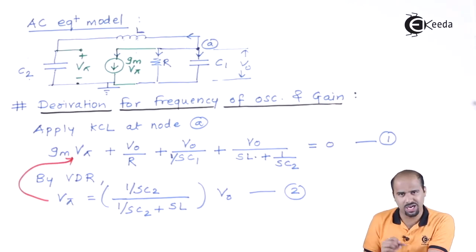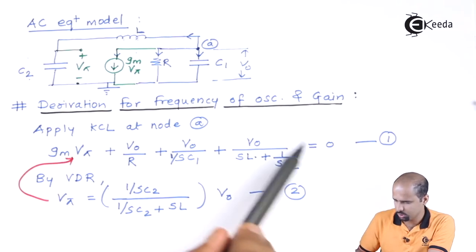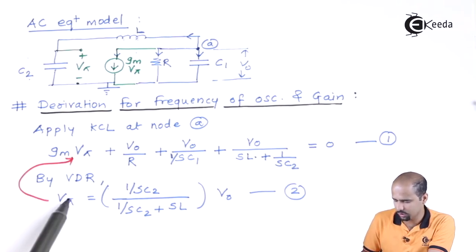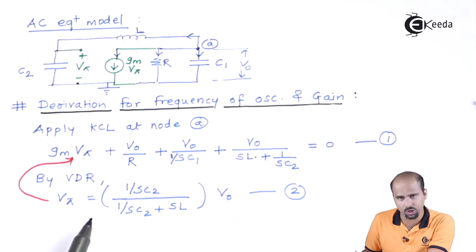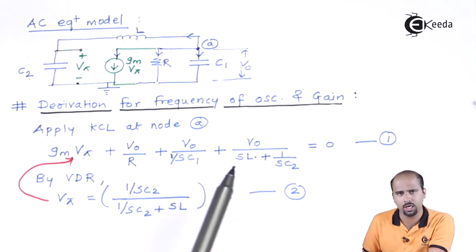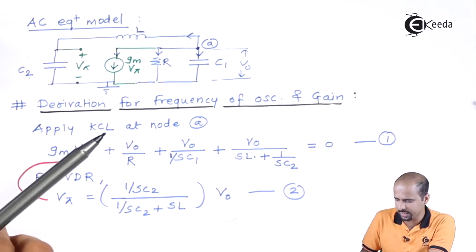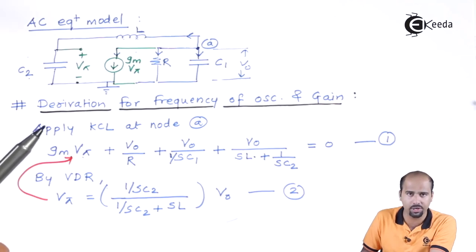Now start your work, do the conversion of V pi into this particular form, put 2 in 1, and then try to get that VO common and remaining particular bracket separate and equate it to 0.